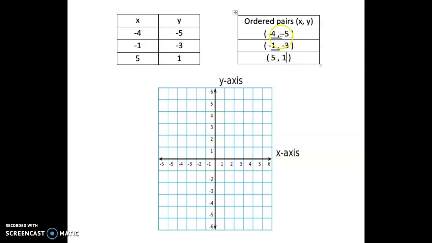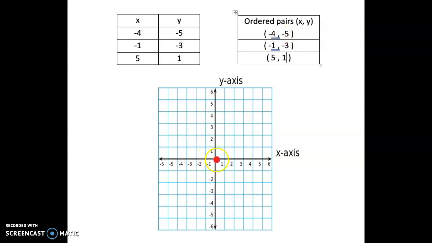Now, whenever we go ahead and plug these coordinate points onto a graph, or onto a coordinate grid, what we need to do is check out, well, what's our ordered pair first? So the first one is -4 comma -5, or x is -4 and y is -5, right?